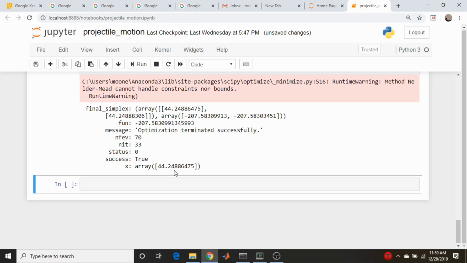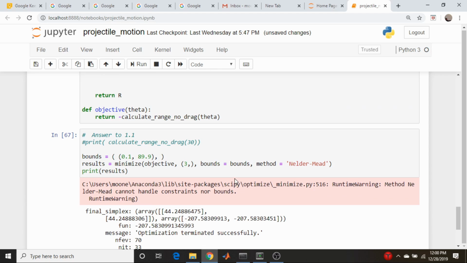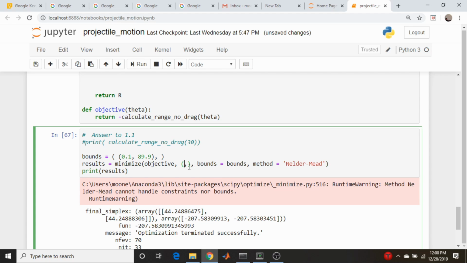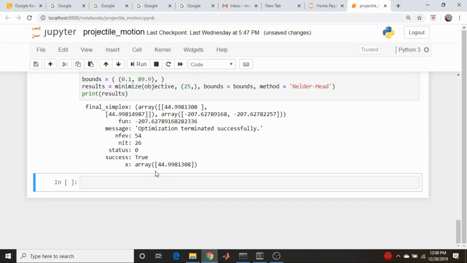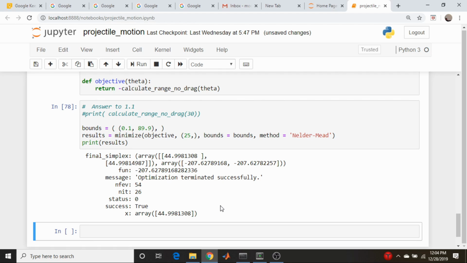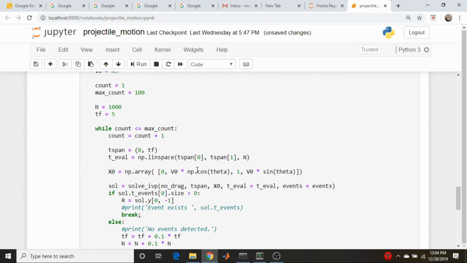44.2 something degrees. That's reasonably close to the correct answer, but we can get a little better by giving a better starting guess. So let's just change this to 25 degrees. And now we get an angle of 44.9, which is a little better. The exact answer, I believe, comes out to be like 44.86. And one of the potential issues here is the way this calculates the exact cutoff point.